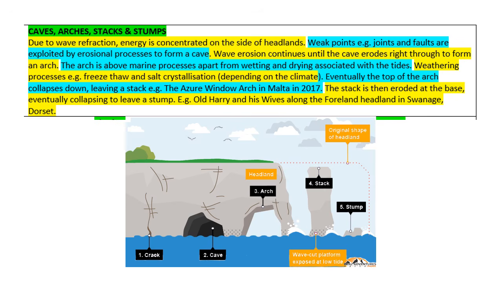And eventually, the top of the arch will collapse down, leaving a stack. The stack is eroded at the bottom and eventually falls down to leave a stump. And an example is Old Harry and his wives along the Foreland headland in Swanage in Dorset.